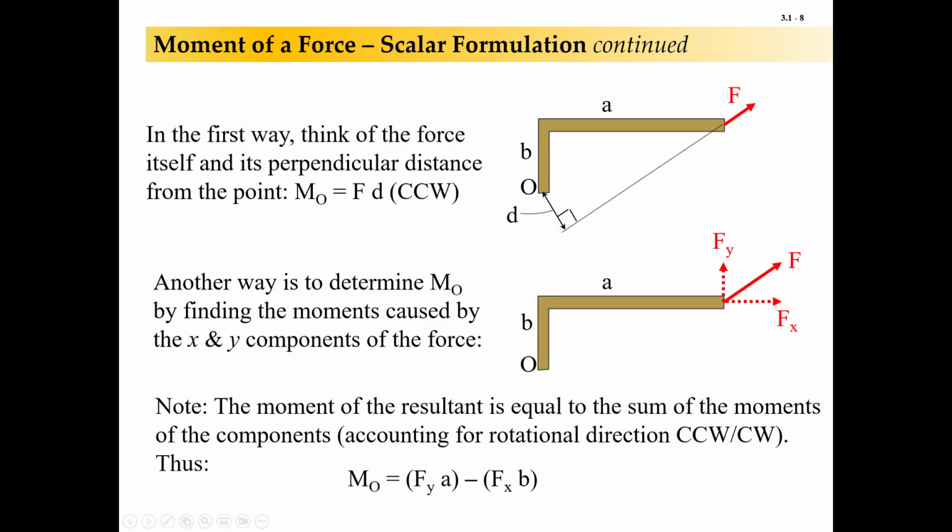Now, an interesting thing to note here is, as I've got this drawn, righty-tighty, lefty-loosey, counterclockwise positive, clockwise negative, Fy here is going to be causing a counterclockwise or positive moment about O, and Fx will be causing a negative moment. You do both and you add the results together, and it's the sum of the moments. If it ends up being positive, then it's counterclockwise. If it ends up being negative, then it's clockwise.